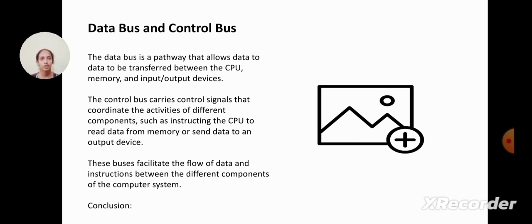Data bus and control bus. The data bus is the pathway that allows data to be transferred between the CPU, memory and input-output devices. The control bus carries control signals that coordinate the activities of the different components, such as instructing the CPU to read data from memory or send data to an input device. These buses facilitate the flow of data and instructions between the different components of a computer system.